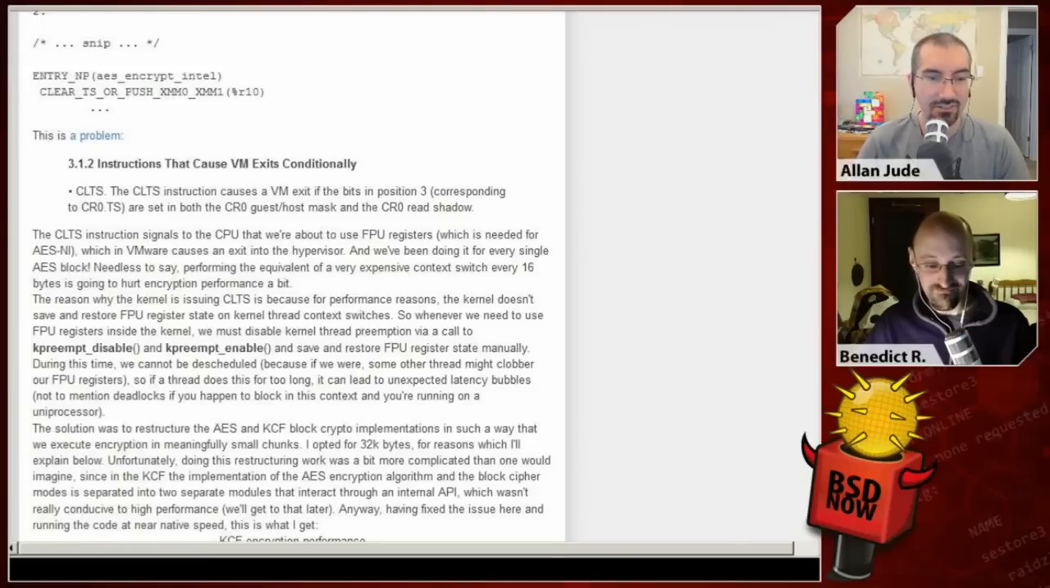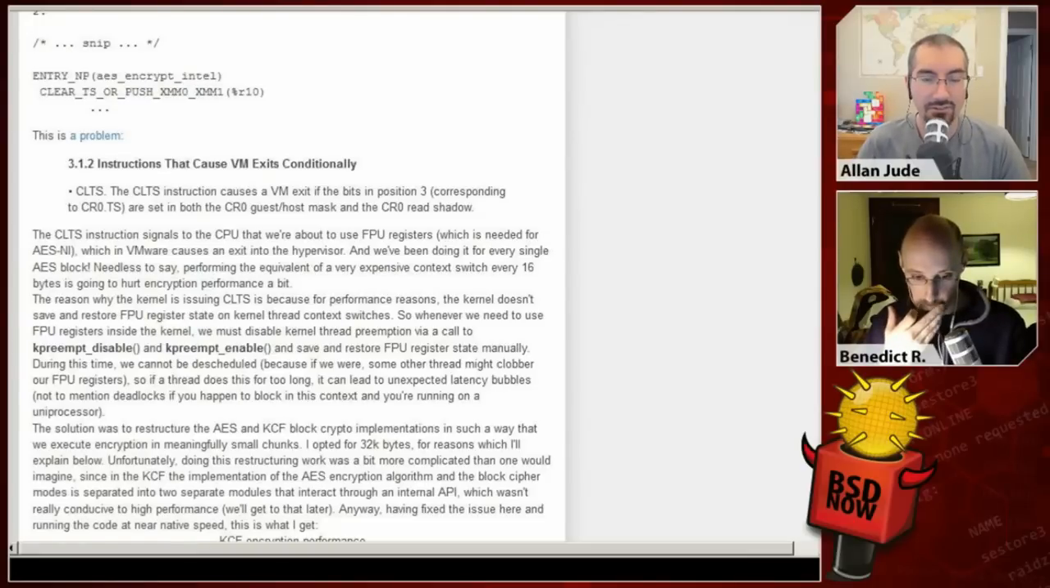So he says the solution was to restructure the AES code and the kernel crypto framework block crypto implementations in such a way that we execute encryption in meaningfully small chunks. He decided that we can do up to 32 kilobytes at a time, for reasons which he'll explain below. But basically, at the rate that any modern processor with AES-NI can do, we should be able to do 32K in about 0.1 milliseconds. So that's short enough that it's not going to cause us hiccups.